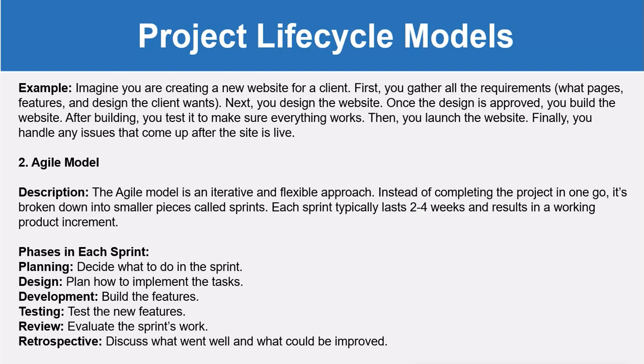Then the agile model. The agile model is an iterative and flexible approach. Instead of completing the project in one go, it's broken down into smaller pieces called sprints. Each sprint typically lasts 2 to 4 weeks and results in a working product increment. The phases in each sprint are planning, decide what to do in the sprint; design, plan how to implement the task; development, build the features; testing, test the new features; review, evaluate the sprint's work; and retrospective, means discuss what went well and what could be improved.